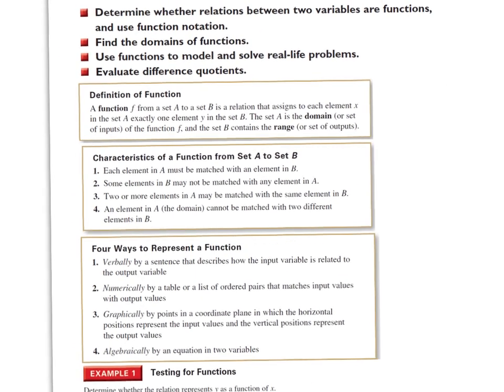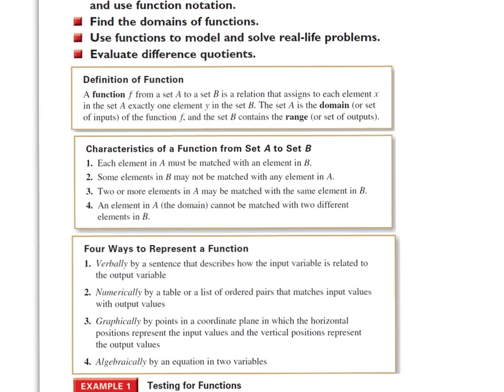So let's take a look first at the definition of a function. A function f from a set A to a set B is a relation that assigns each element x in the set A exactly one element y in B. So A is your domain and B is your range. We're going to talk more about that, so just hang on.